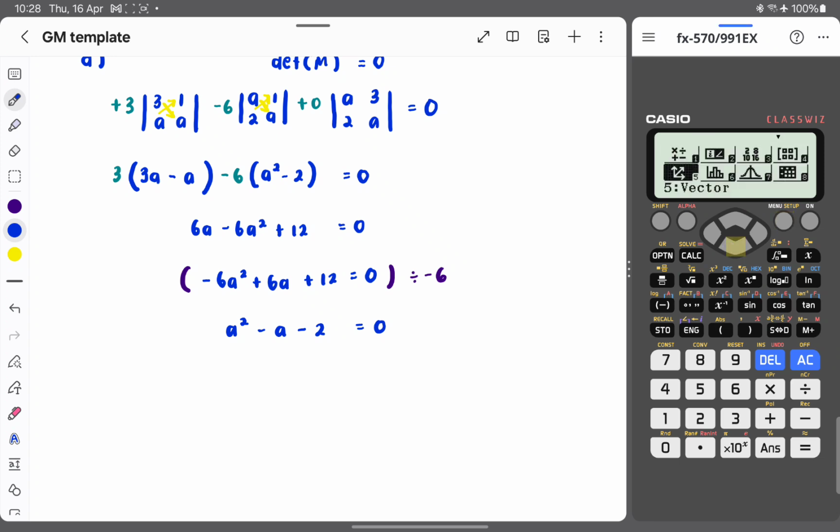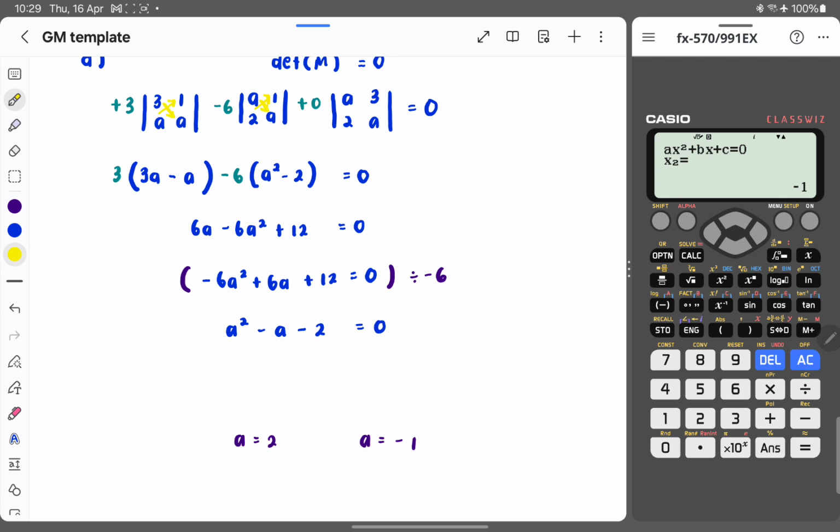Now we have to find our A values. We can use our calculator. Go to equation and function, and then go to polynomial degree 2 because this is quadratic. Coefficient of A squared is 1. Coefficient of A is negative 1. And the constant is negative 2. Our first answer is A equals 2. Now, our second answer is A equals negative 1.